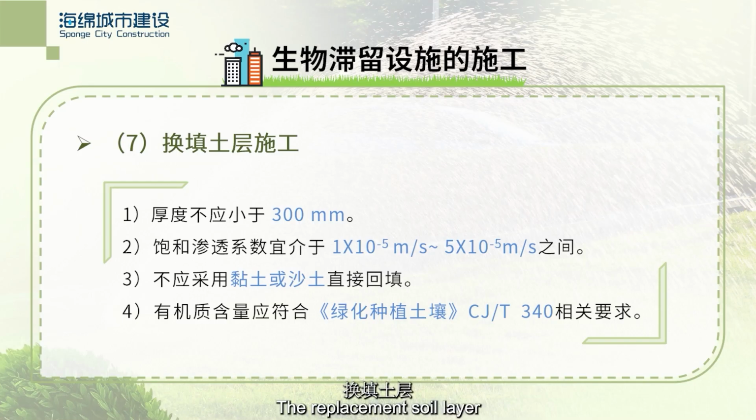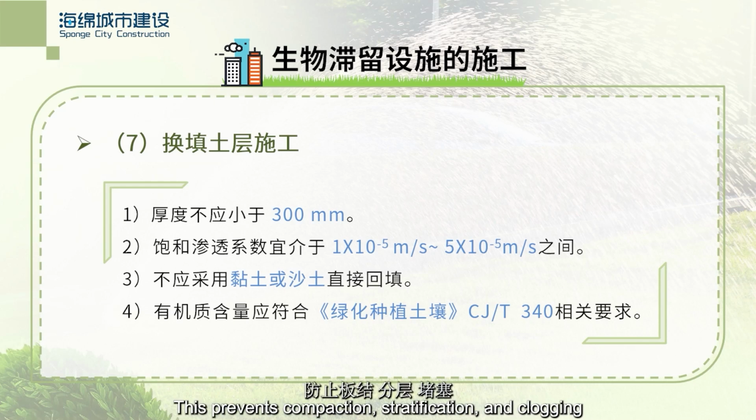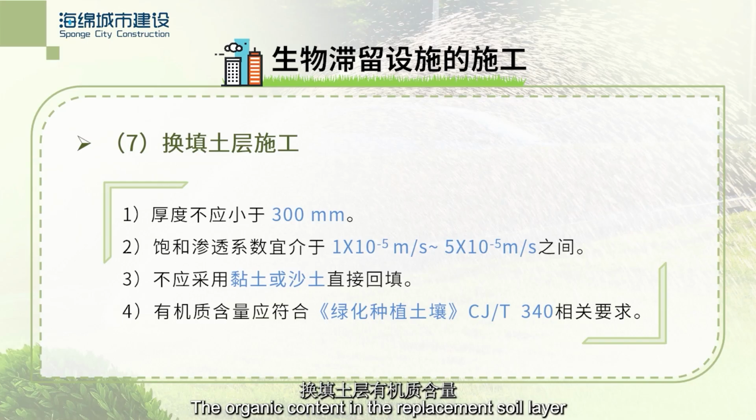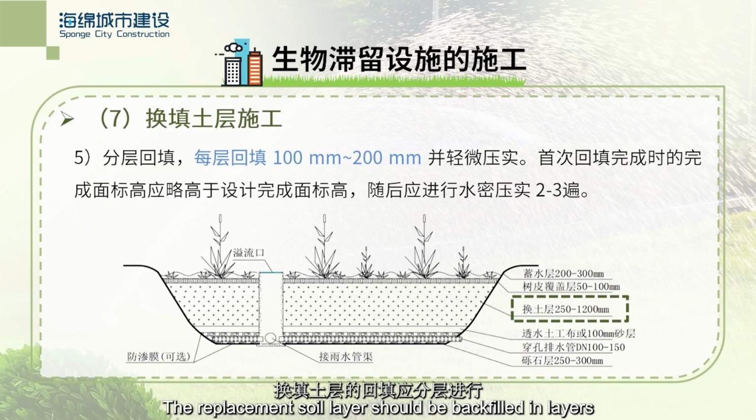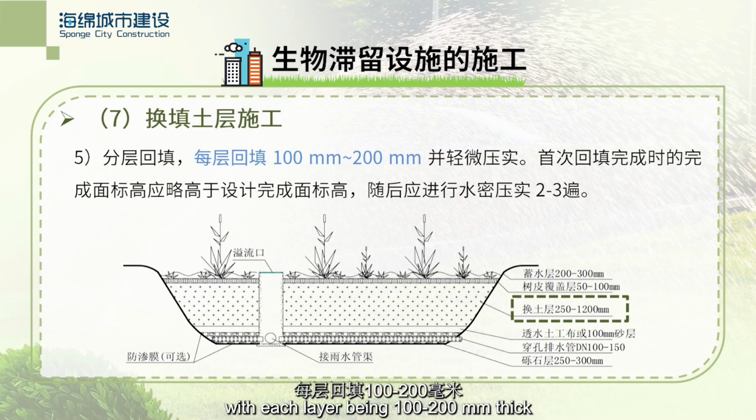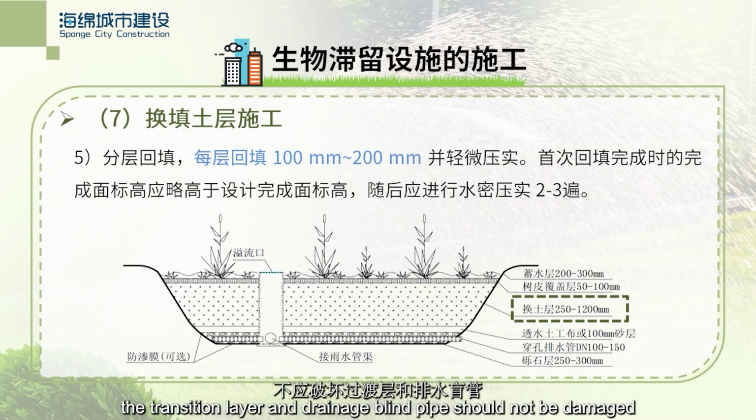The replacement soil layer should not use clay or sand directly for backfilling. This prevents compaction, stratification, and clogging. The organic content in the replacement soil layer should meet the needs of plant growth and comply with relevant standards such as those for greening planting soil. The replacement soil layer should be backfilled in layers, with each layer being 100 to 200 millimeters thick. Manual or small machinery should be used for light compaction. During compaction, the transition layer and drainage blind pipe should not be damaged.